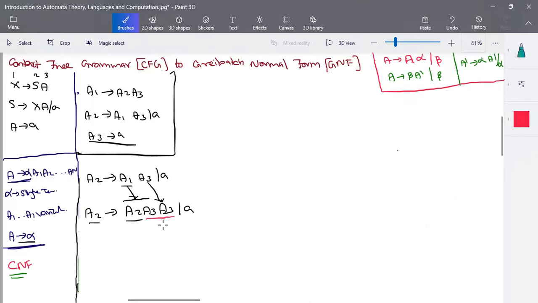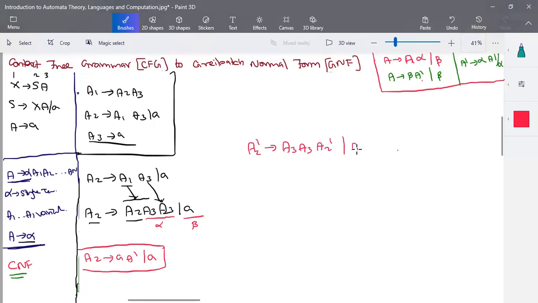So here you have to consider this as an alpha portion and this as a beta portion, and rewrite it like A tends to beta A dash followed by beta. So here the beta portion is A, so A2 tends to A A2 dash, followed by beta, that is A. Okay, so now A2's production is in GNF format. Now rewrite it for A dash. You have a new variable here, A2 dash, and the A2 dash production also needs to be written here. So what is the production for A2 dash? According to the given formula, it is alpha A2 dash, followed by alpha. Here the alpha portion is A3 A3, so A2 dash tends to A3 A3 A2 dash, followed by alpha, that is A3 A3. Okay, so this is the final result after substituting in the formula for A2 dash.